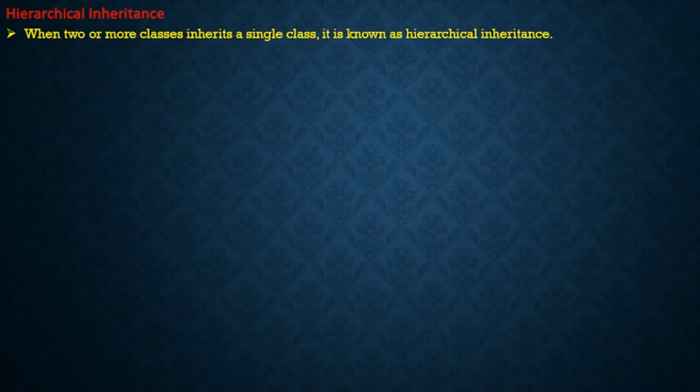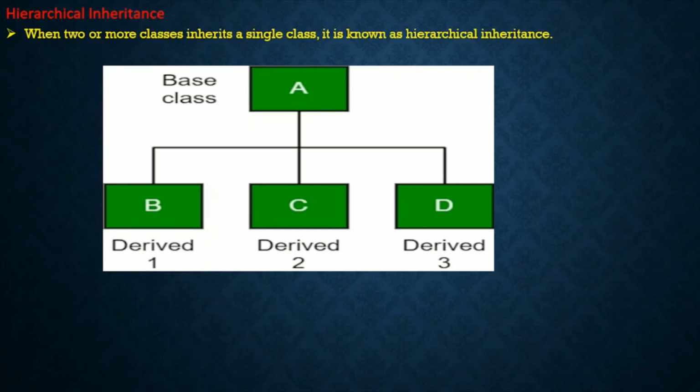A class is there, B class and C class is there, and B and C are extending from A. In that case, B and C are extending from A class, so I can say it's a hierarchical inheritance.